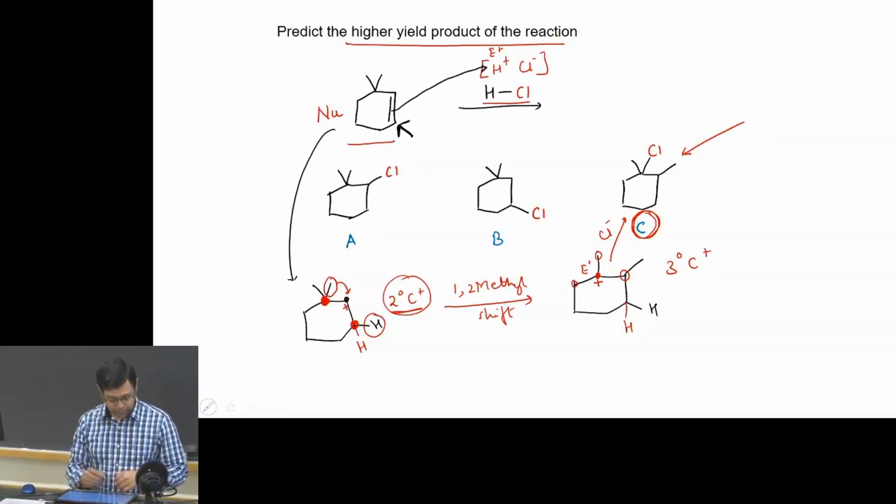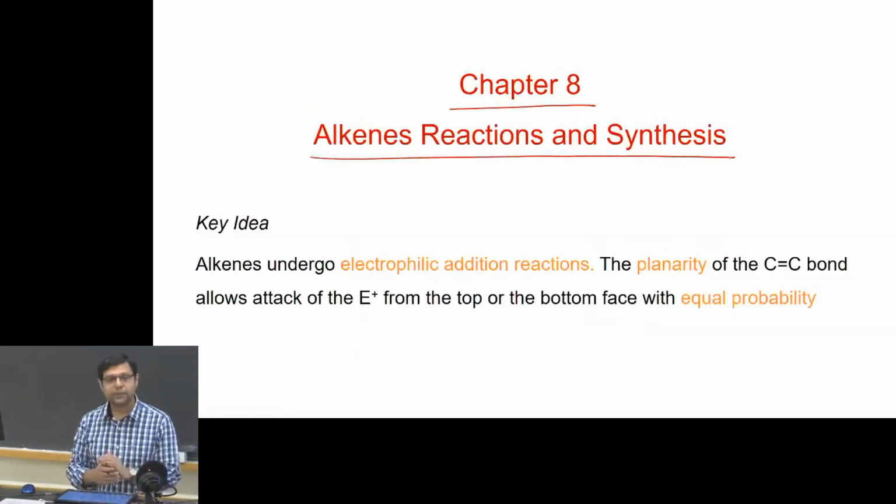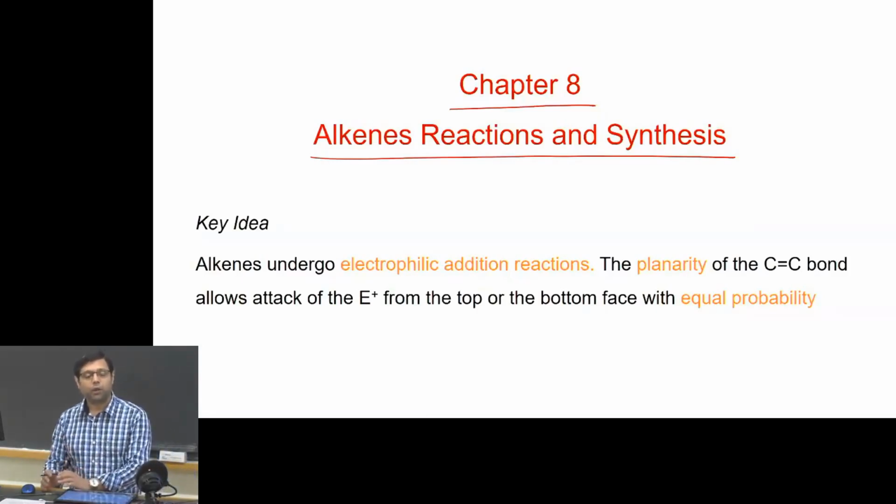The next chapter we begin in this semester is chapter 8, Alkenes, Reactions and Synthesis. In this chapter, we're going to take a look at a lot more reactions of alkenes and also take into account the stereochemistry of the product. Now, one thing I would like to mention at the beginning of this chapter is please don't memorize the reactions. It will become very difficult for you. Try to understand how the reactions are taking place and based on that, write the product.